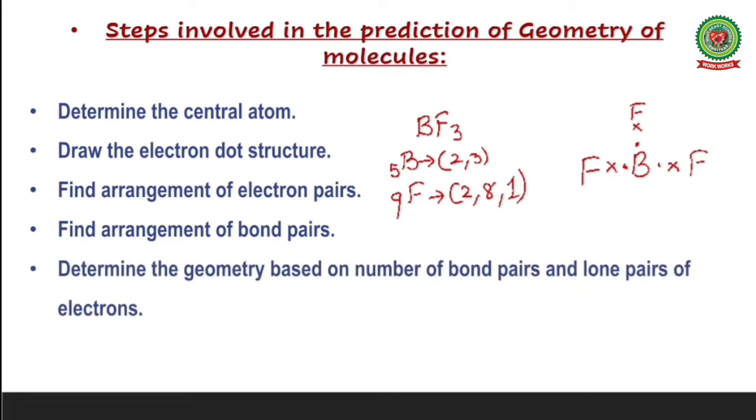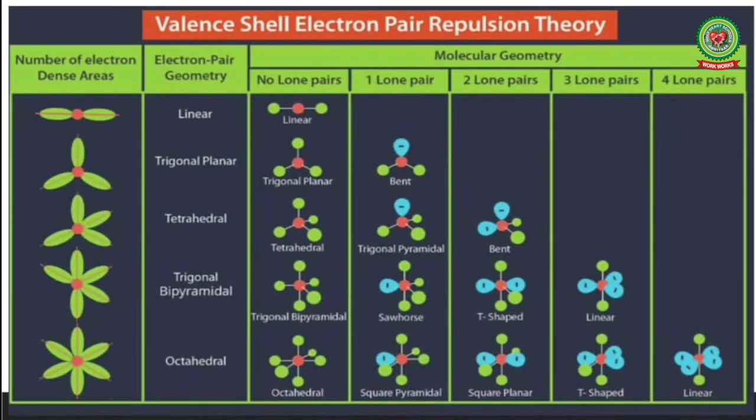Determine the geometry based on the number of bond pairs and lone pairs of electrons. In this case only bond pairs are present, but in some cases lone pairs can also be present. The pair of electrons that is not taking part in the bond formation can also be present. So on the basis of the two, we have to determine the geometry of the molecule. Now this chart depicts that if there are no lone pairs present, then what will be the geometry? If one lone pair is present, then what? Then if two are present, then what will be the geometry accordingly?